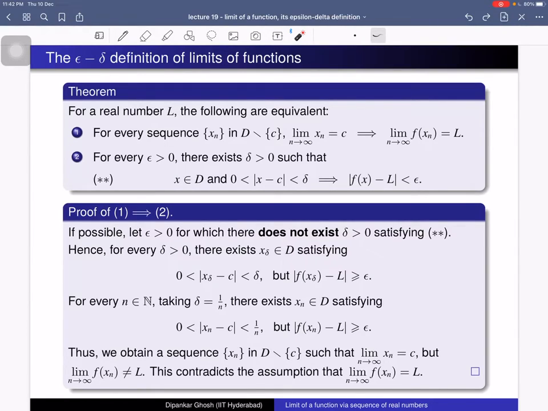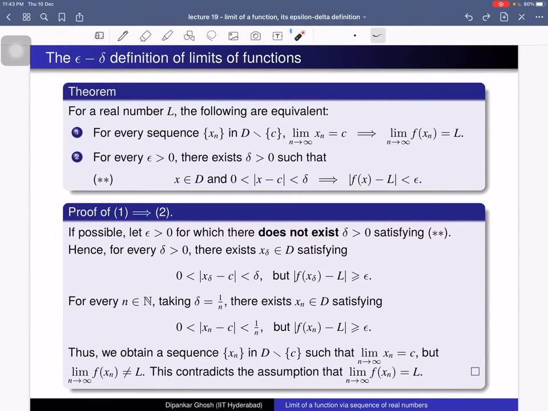And thus we obtain a sequence where all the terms of this sequence are there in this set. So these are points of D, but no term is equal to C, and the limit of xn should be C. Because we have this inequality, if you use the sandwich theorem, the limit of this absolute value should be 0, and from there you can conclude that the limit of xn is C.